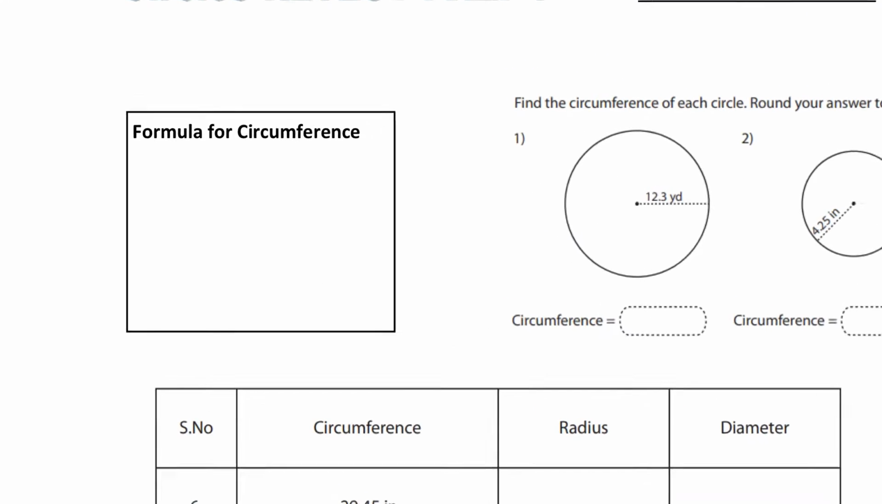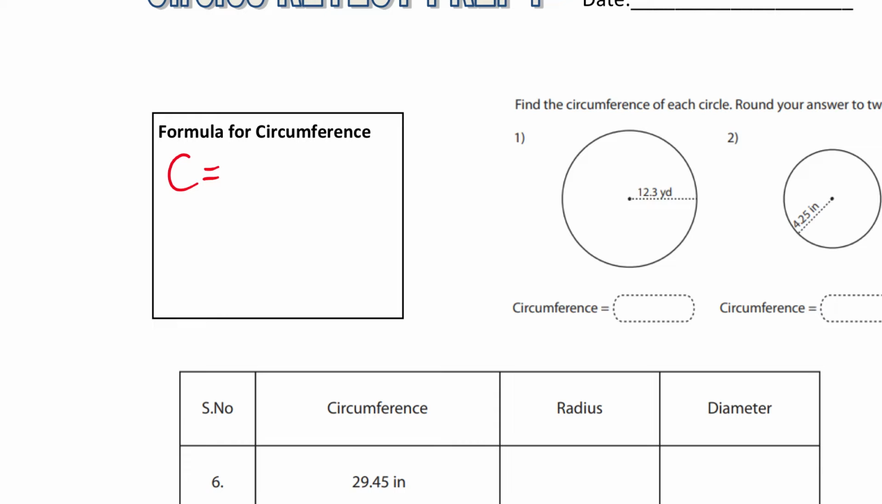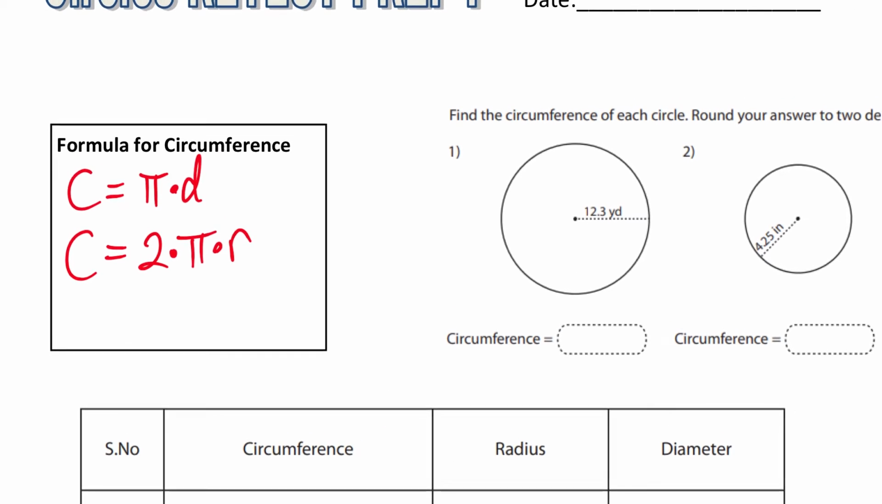So on the first one here, formula for circumference. How do you find circumference? Pi times radius. Okay, pi times the diameter, or 2 pi times the radius. How do you find the radius? Okay, radius is half of the diameter. We'll do some problems like that in just a second.